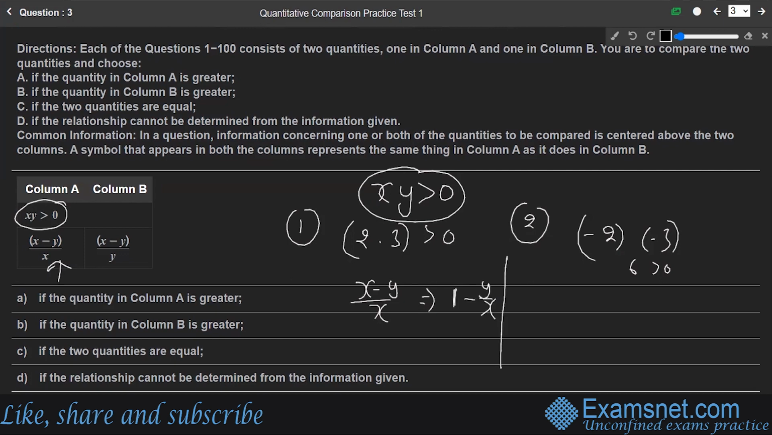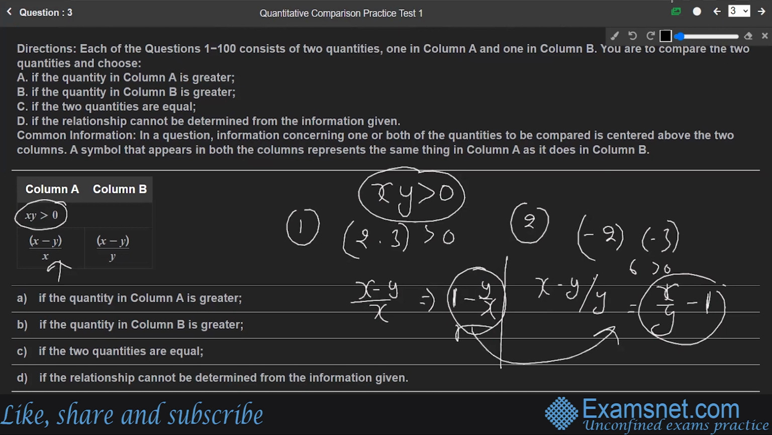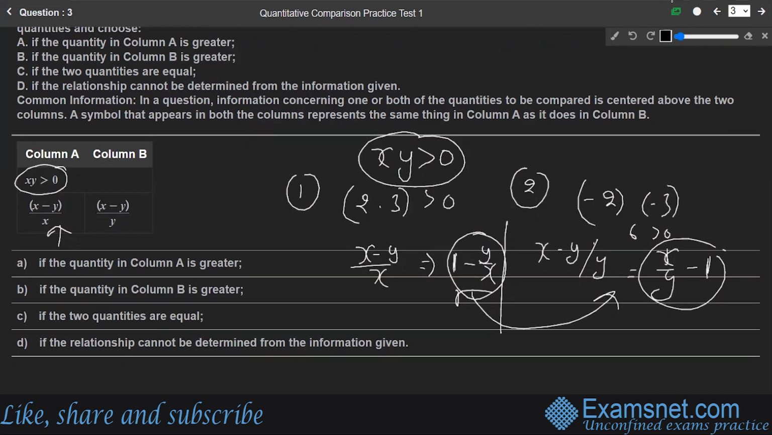What is the value in column B? It is x minus y over y. If we simplify, it becomes x by y minus 1. So clearly 1 minus y over x and x by y minus 1 don't reach any conclusion, because we do not have the values of x and y with us. Had we had the values of x and y, we could have easily answered the question. So there is no relationship established between column A and B. So the answer is the last option, option D. The relationship cannot be established. That becomes the right answer.